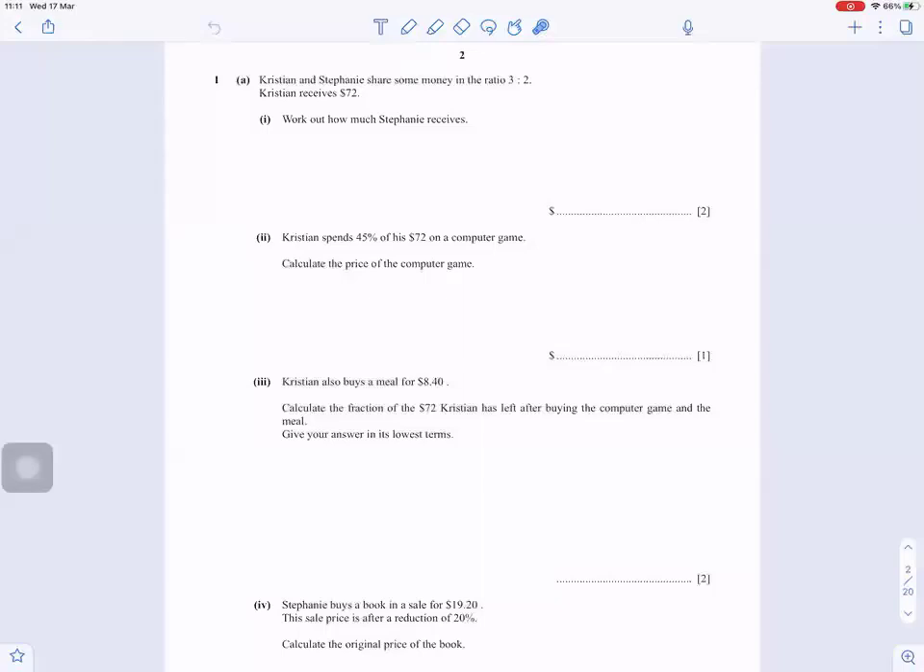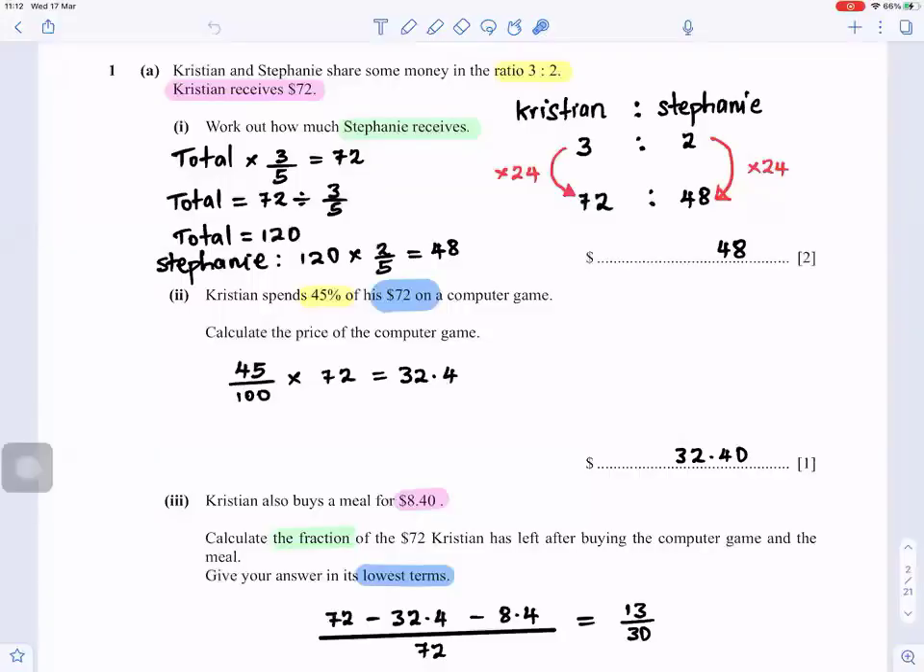This is question number 1A. You can press pause and have a go, and when you're ready, you come back and check your answer. Question number 1. Christian and Stephanie share some money in the ratio 3:2. Christian receives $72. Work out how much Stephanie receives.